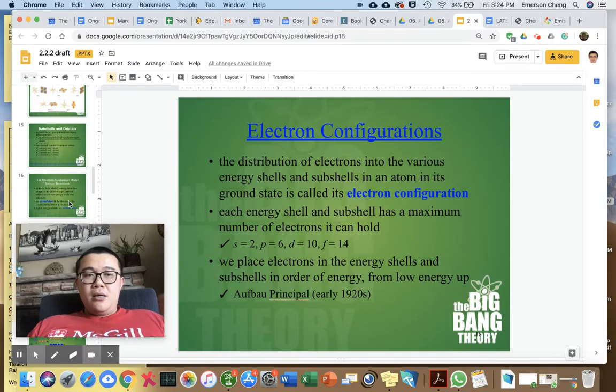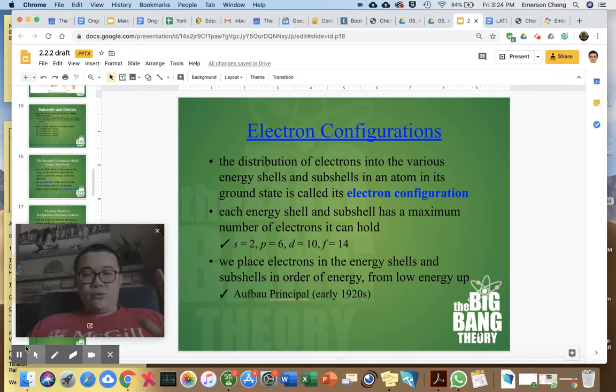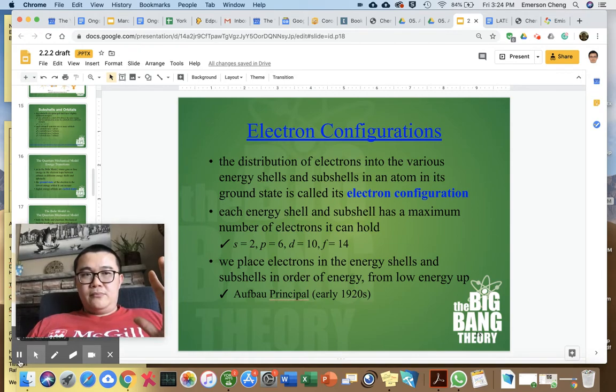So I'm going to pause here, because we're going to be moving into electron configuration. Do you have any questions so far? If you have any questions, write them down. Hopefully, after you watch the second video about electron configuration and how we deal with it, they will make more sense.